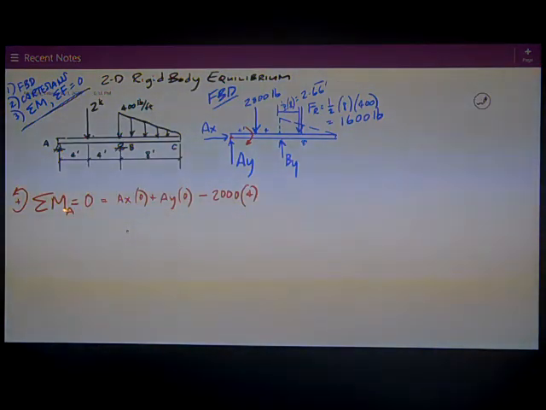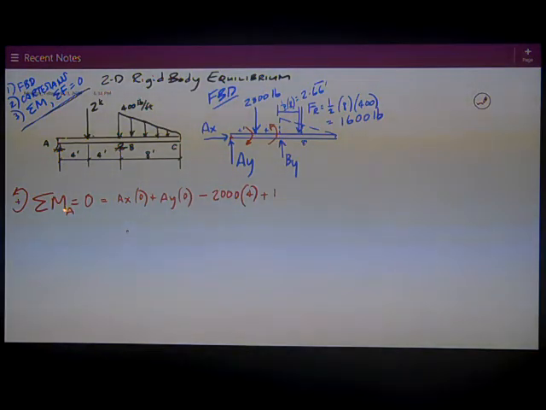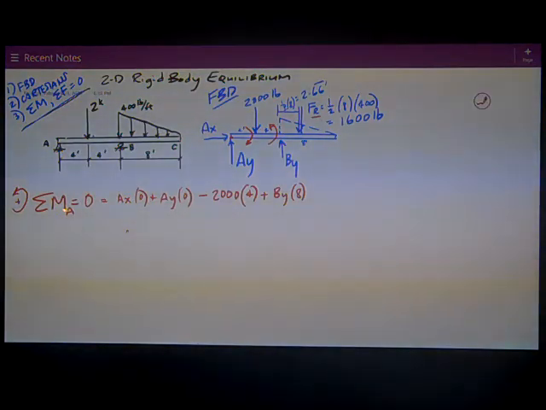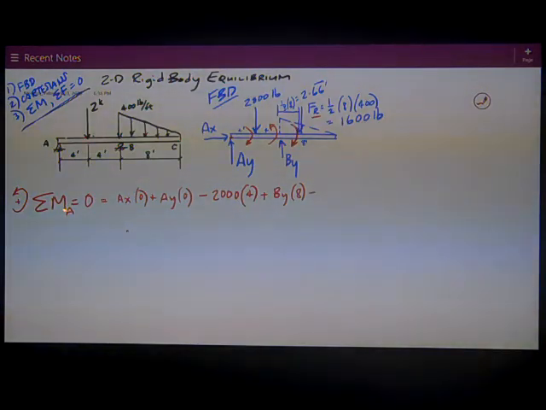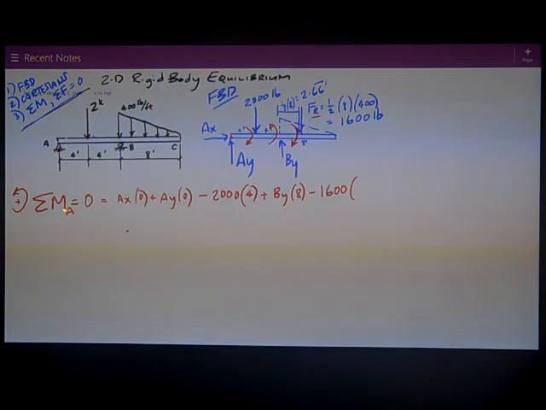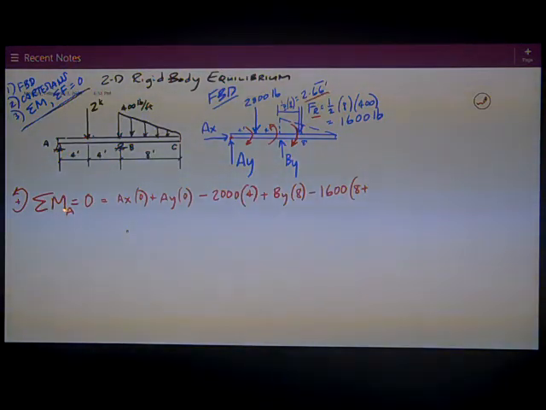I come to By. It's trying to rotate the opposite direction, counterclockwise, so it's positive by y force times an x distance of 4 plus 4, or 8 feet. And then I get to Fr. It's trying to rotate clockwise, so it's negative. Fr is 1,600 pounds. Its x distance is, the distance from A to B is 8 feet. And from B to the resultant force is this 2.66 distance.